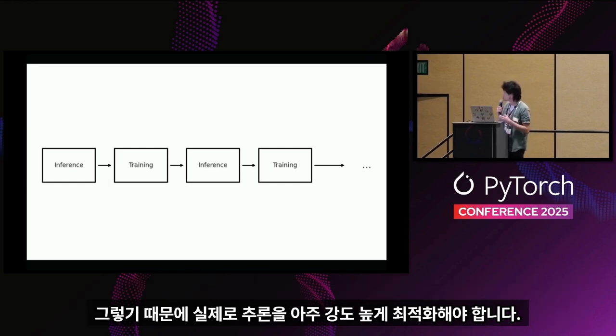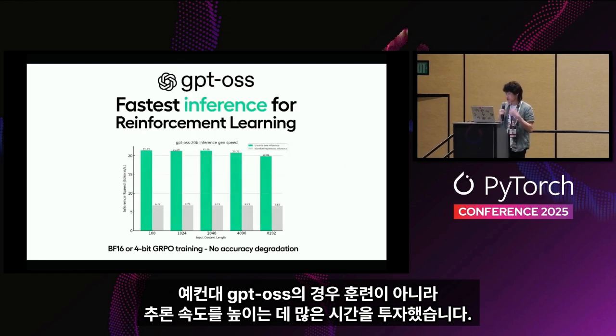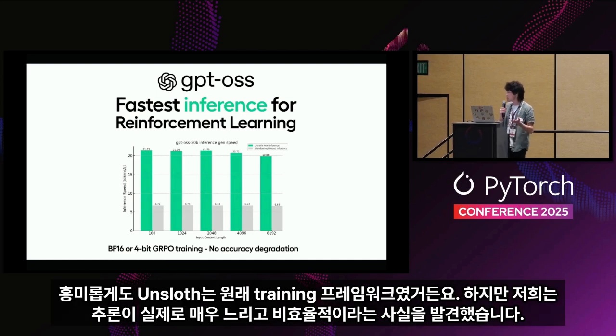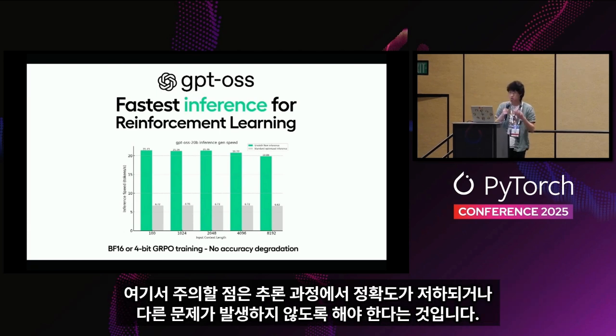And so you need to optimize inference heavily. For RL to actually reach AGI, you need to make inference much better and faster. For example, for GPT-OSS, we focused a lot of time on trying to make inference faster, not training. Interestingly, Unsloth was a training framework, but then we found that inference was very slow and not efficient. And so we focused on making inference faster for GPT-OSS. The trick is you need to be careful of accuracy degradation or other issues during inference.